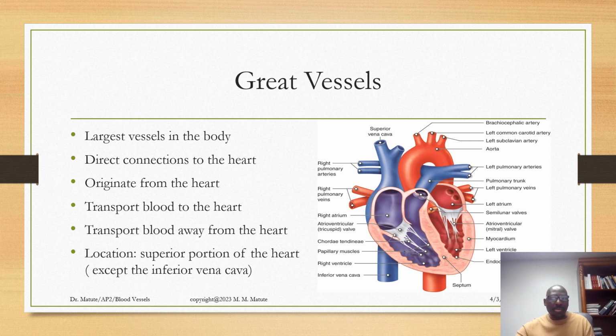The great vessels. We saw the great vessels when we looked at the heart, and there are a couple of reasons why they're called great vessels. You can go back and check your lecture on the heart. But they are the largest vessels in the body. They are directly connected to the heart. They are either taking blood away from the heart, or they are the ones that are directly depositing blood into the heart.